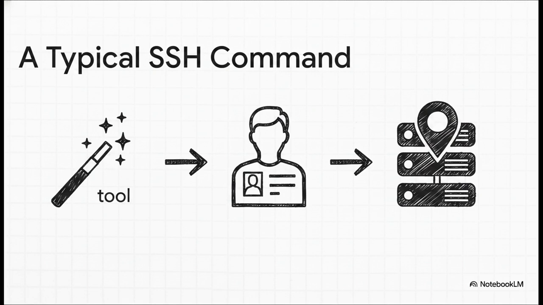First, the word ssh calls the tool, waking up the client on your local machine. Second, the word ubuntu, placed right before the @ symbol, declares who you are, specifically the user account you want to log into on the other side. And finally, the IP address 192.168.1.50 points exactly to where you want to go, identifying the destination computer on the network. Tool, user, destination. That's really all there is to it.